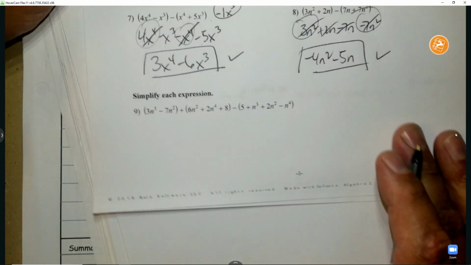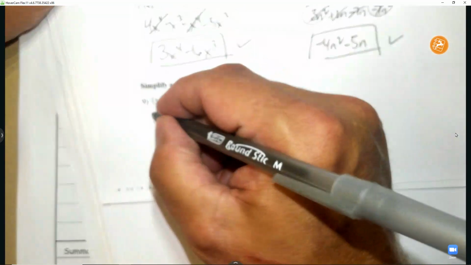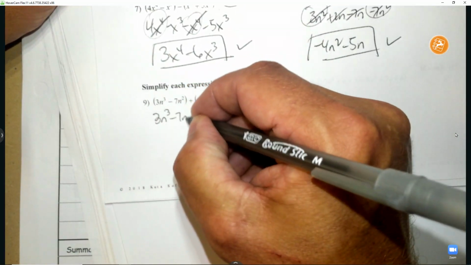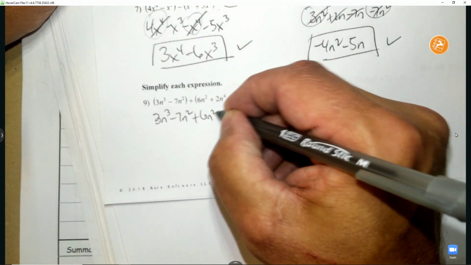Here we just have another parentheses, but it's the same thing. So we're first going to, if it's adding in front or positive in front, we're just going to copy.